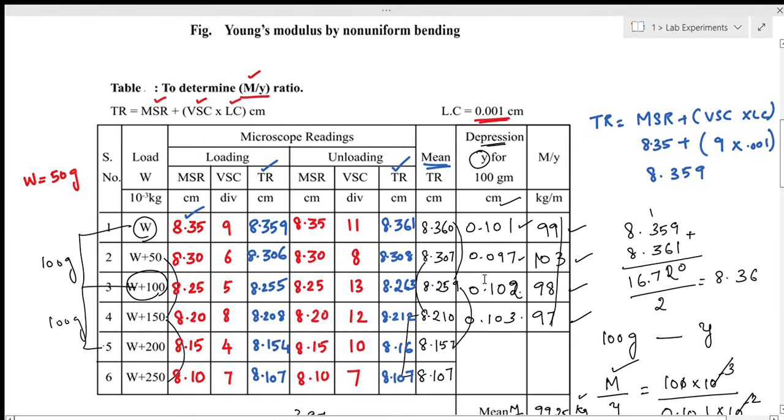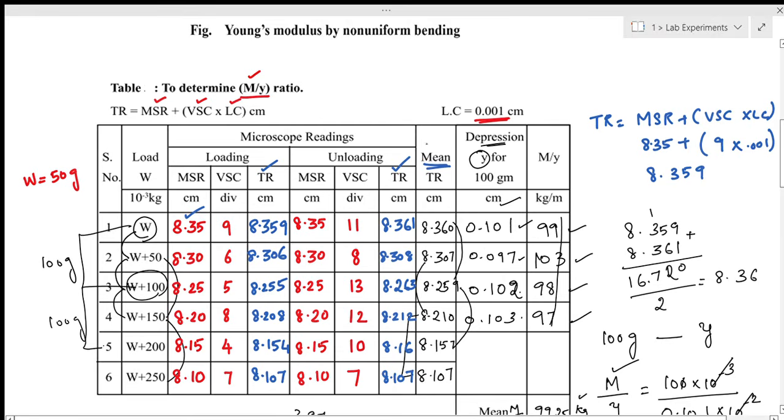Even it can be done for 50 grams also. If it is 50 grams, the adjacent values can be taken. That is M and W plus 50, W plus 50 minus W plus 100. In this way also it can be taken.